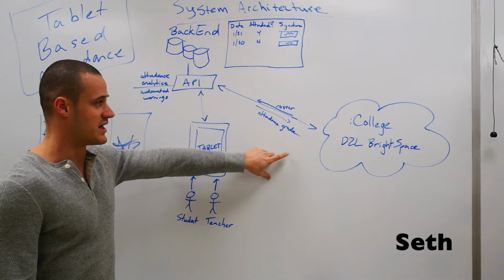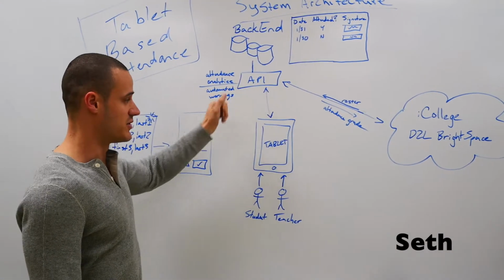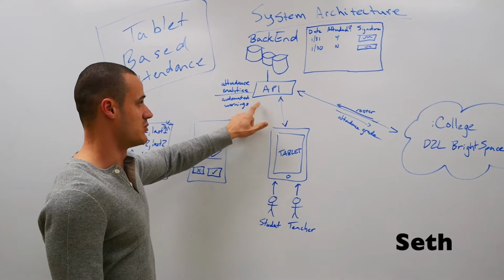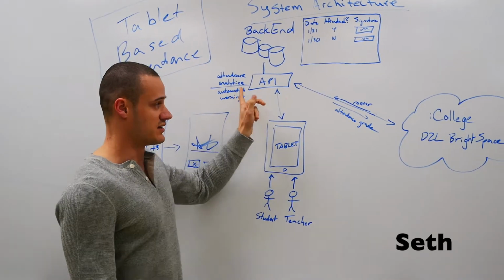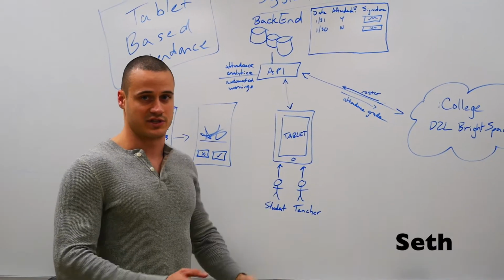We're going to use iCollege to get the roster, which will pass to our API, which will then pass it to the tablet. And then we'll also use our API with the attendance analytics to pass the attendance grade to iCollege whenever the teacher wants.